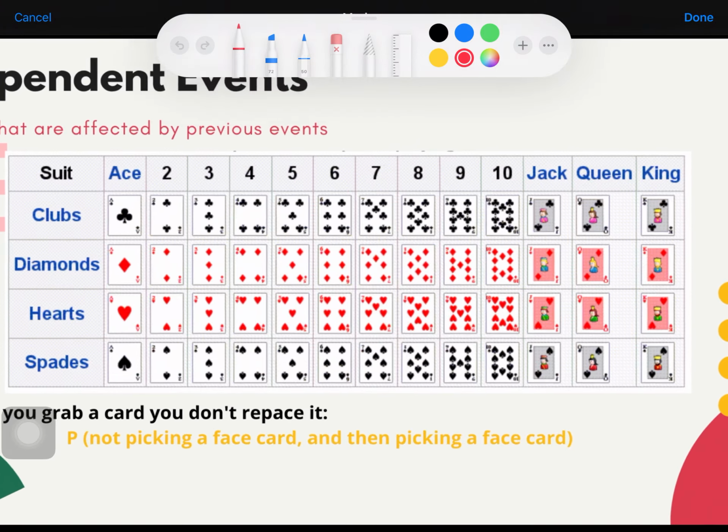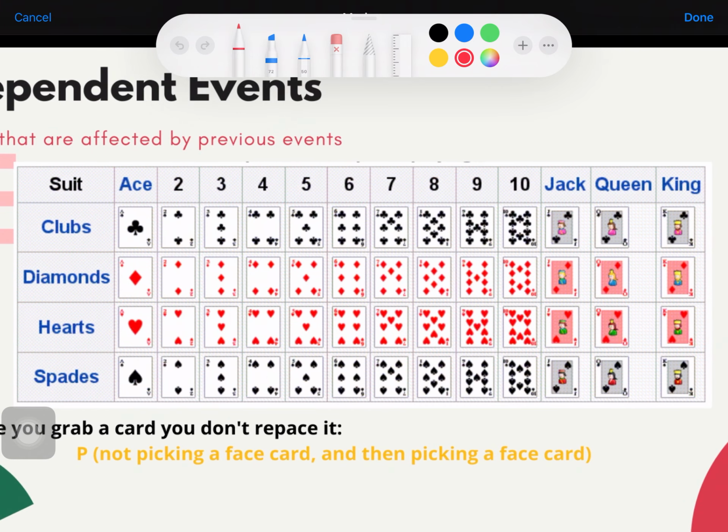This is a deck of cards, okay? I'm sure that some of you already have an idea of all the cards that compose this deck. You have numbers from 1, which is an ace, 2, 3, 4, 5, 6, 7, 8, 9, 10, and then you have a jack, the queen, and the king, okay? And then you have clubs, diamonds, hearts, and spades.